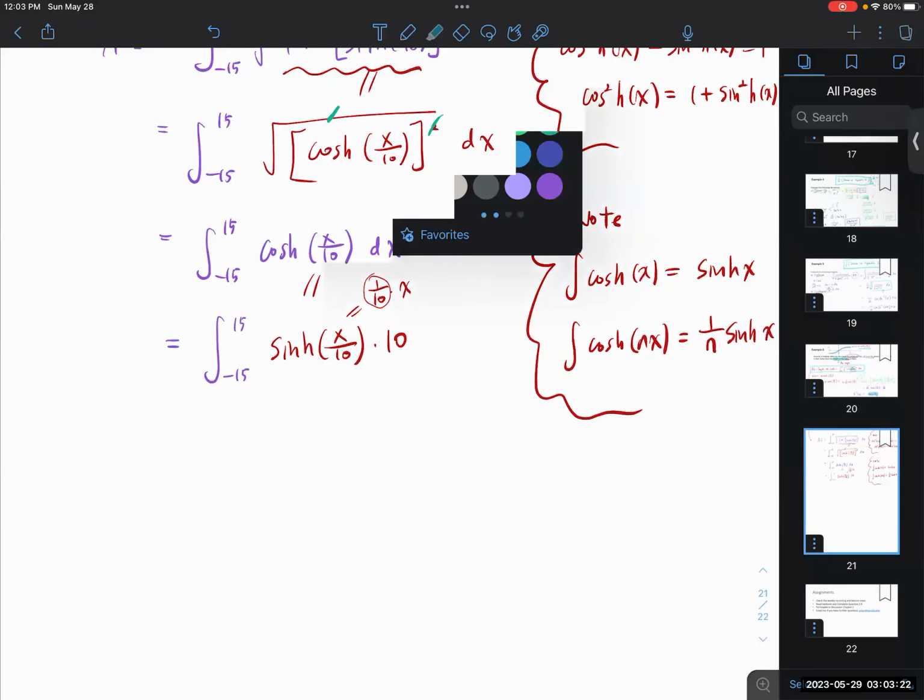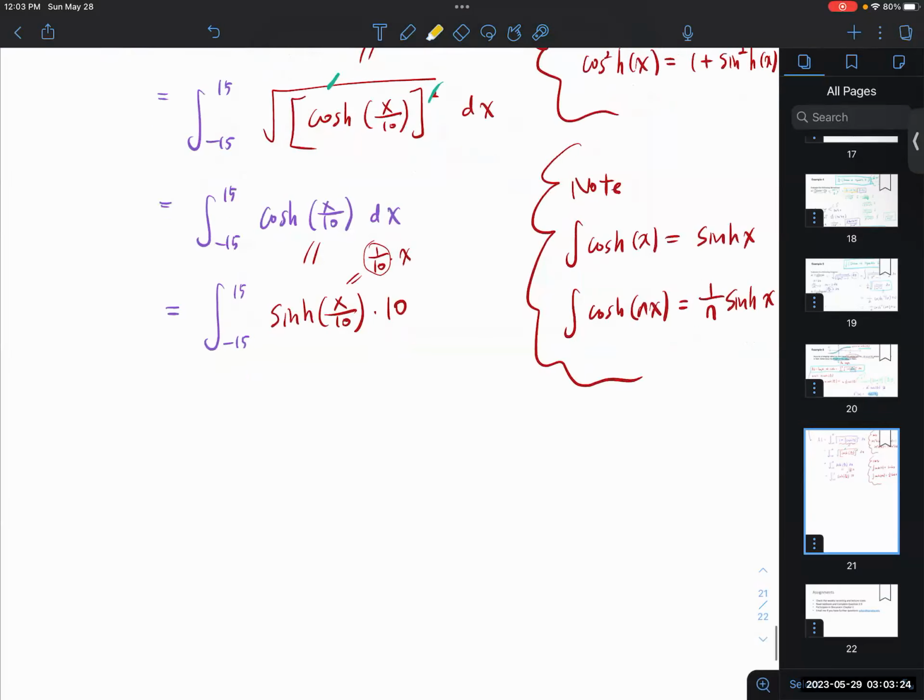So remember, you are going to take the integral of cosh x over 10, but this is the nx form. So there is a 1 over 10 times x. 1 over 10 has been flipped, which is a 10. And then you keep the sinh x over 10. So therefore, what happened? Oh, we actually already took the integral. So my bad. So there's no integral anymore. And then from negative 15 to positive 15. So we're done. I'm going to bring 10 here.